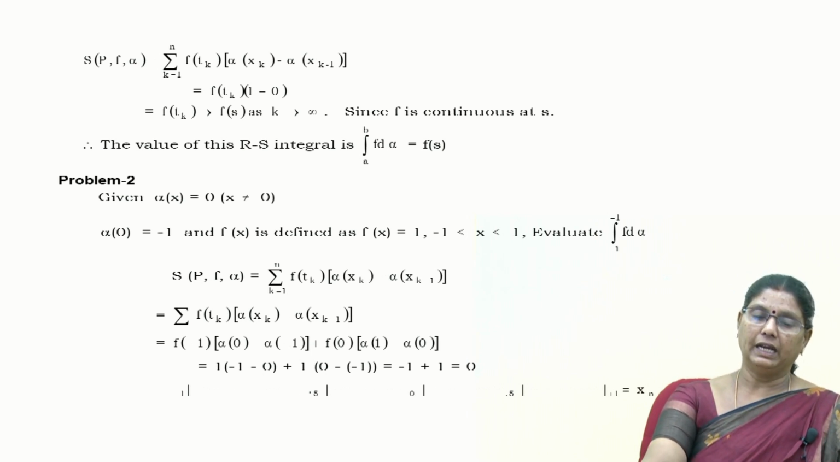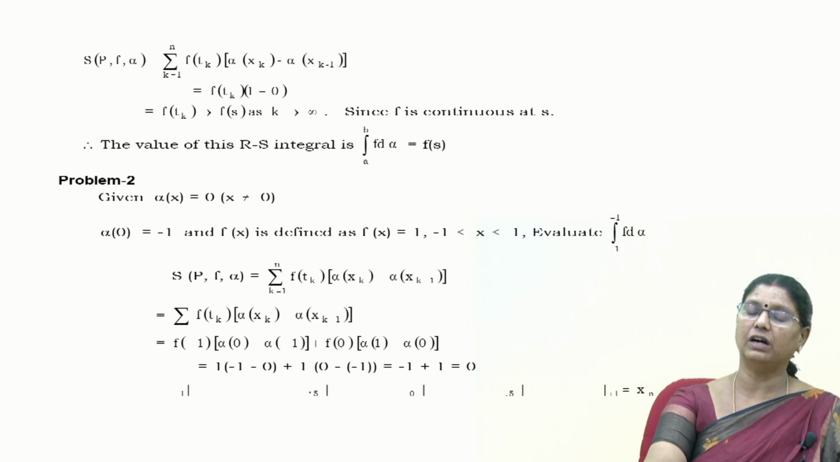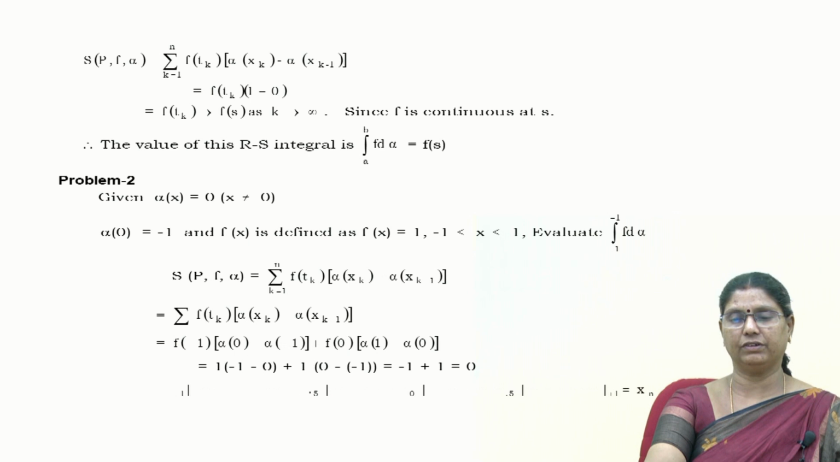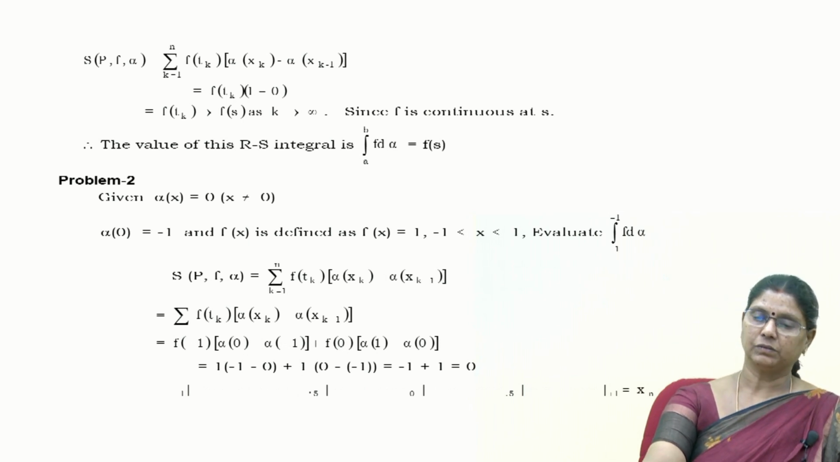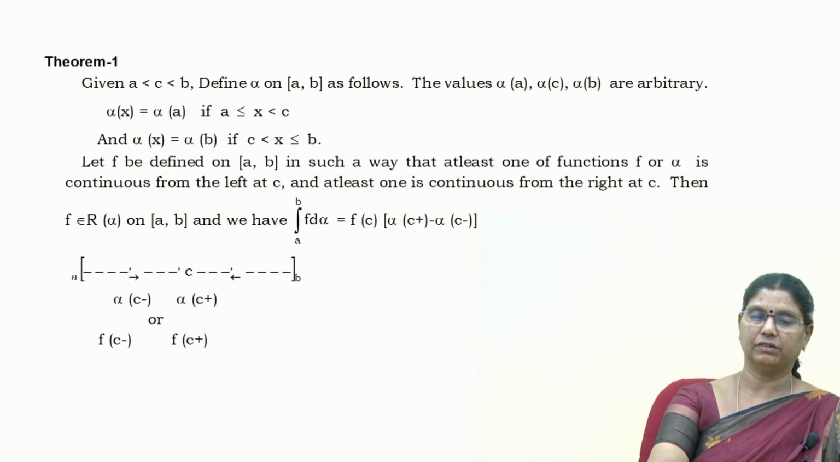Since S_P(f, alpha) is nothing but the Riemann-Stieltjes sum of f with respect to alpha, that is nothing but summation of f(t_k) into [alpha(x_k) minus alpha(x_{k-1})], and we can use alpha(x_k) minus alpha(x_{k-1}) as 1 minus 0, and hence we have obtained f(t_k) which tends to f(s). Thus, f is continuous at s, and hence the value of the Riemann-Stieltjes integral is nothing but f(s). Similarly, another example is given for the same.